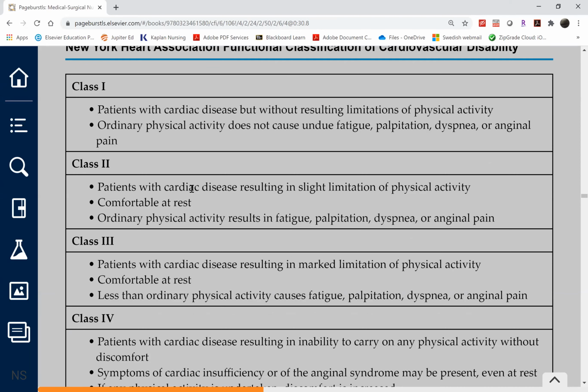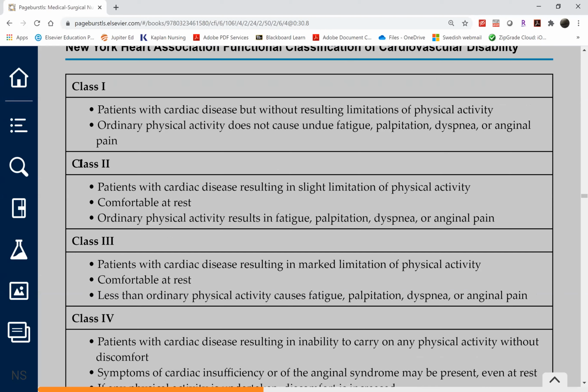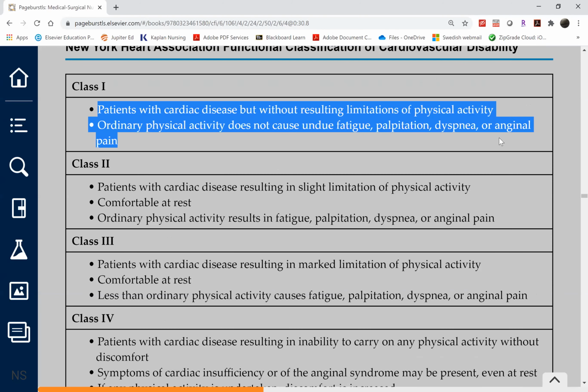This is my suggestion. This is how I survived this in nursing school, because really the significant numbers here are 2 and 3, because 1, look at 1. Read this for me, Miss Bolger. So for class 1, patients with cardiac disease, but without resulting limitations of physical activity. Ordinary physical activity does not cause undue fatigue, palpitation, dyspnea, or anginal pain. Okay, so no chest pain, no symptoms at all.